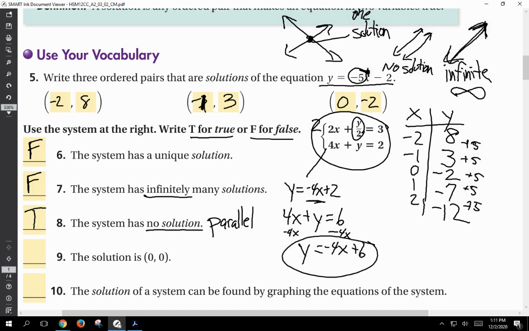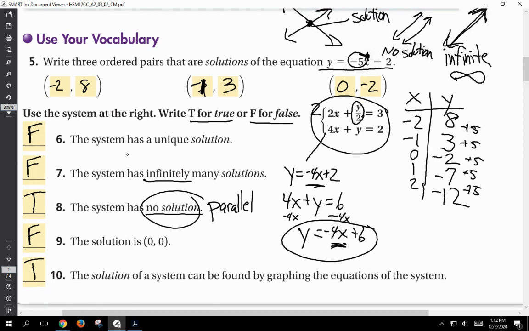And they have the same slope, right? So it has the same slope, so you know it's parallel. We could have done this first and figured all this out, but we did it second just to see how it worked out. Number 9, the solution is (0, 0). We know that's false because there is no solution because they are parallel. Number 10, the solution of a system can be found by graphing the equations of the system. And that is true. You can graph them, right? And in a second, I'm going to show you how to do it a different way.